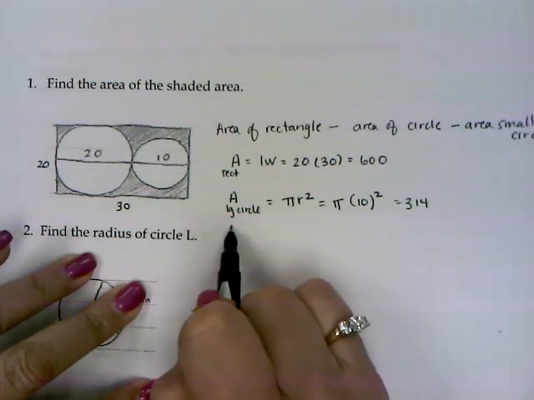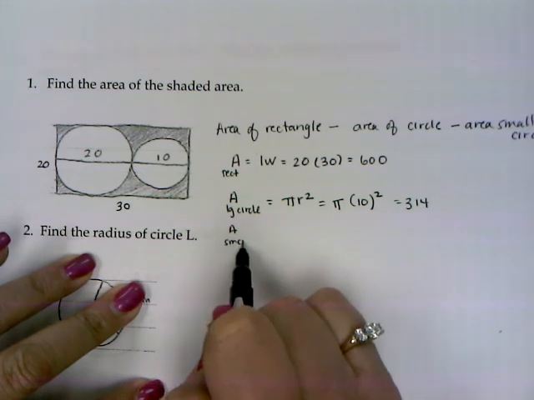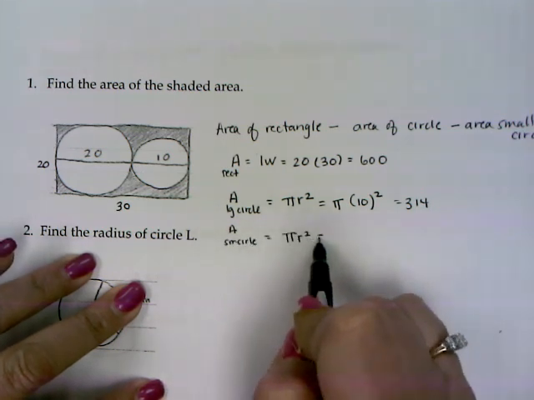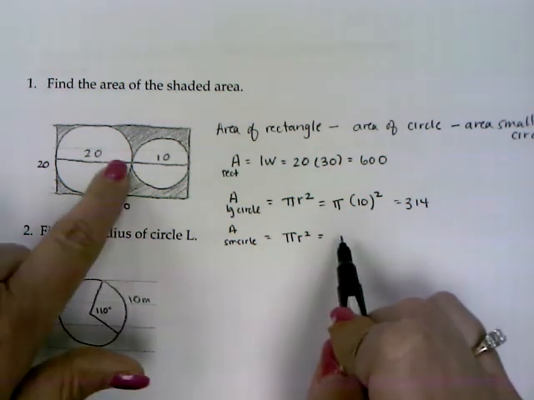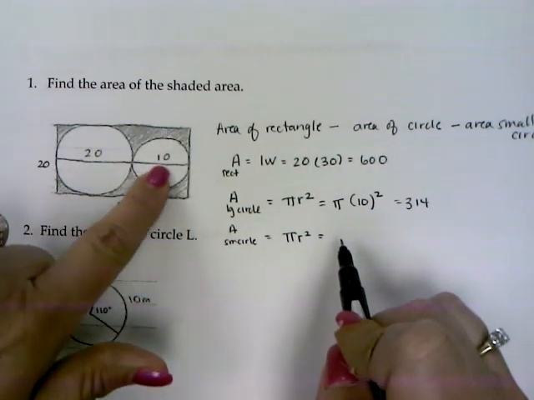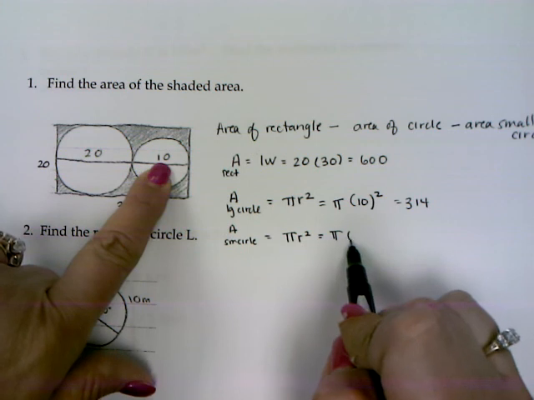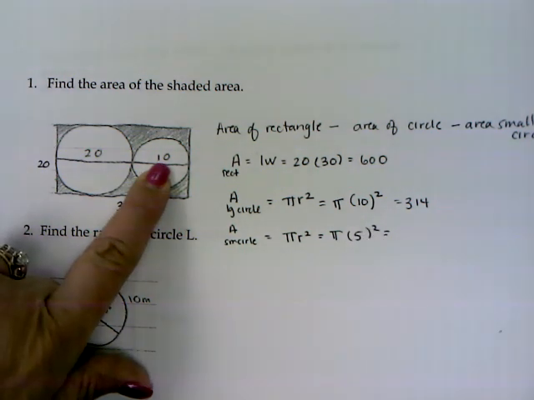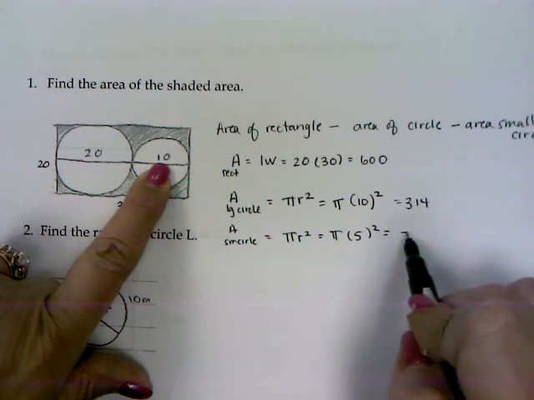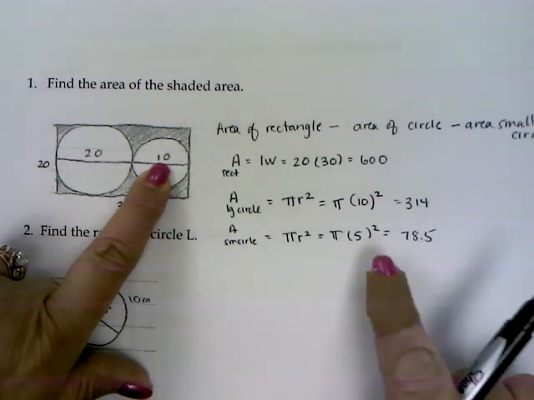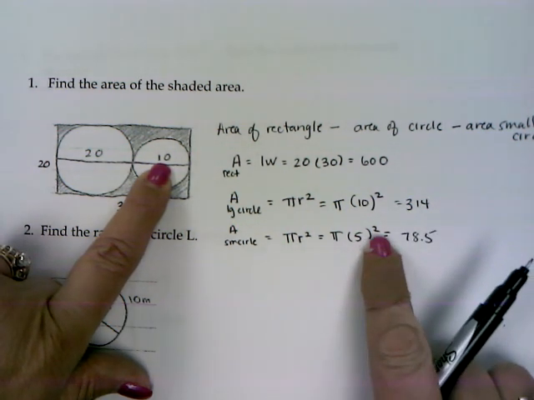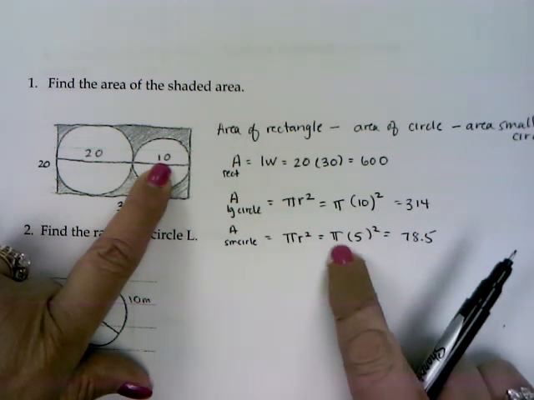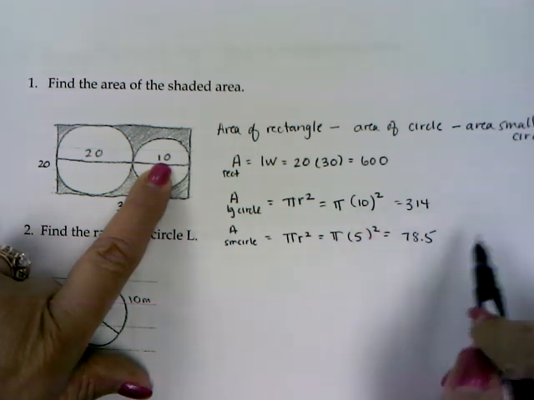Now I'm going to have the area of my small circle. Its area is still pi r squared. But now my small circle, the diameter is 10, so my radius is 5. And just as an FYI, the only thing being squared is the 5. Then I'm multiplying that answer by 3.14.